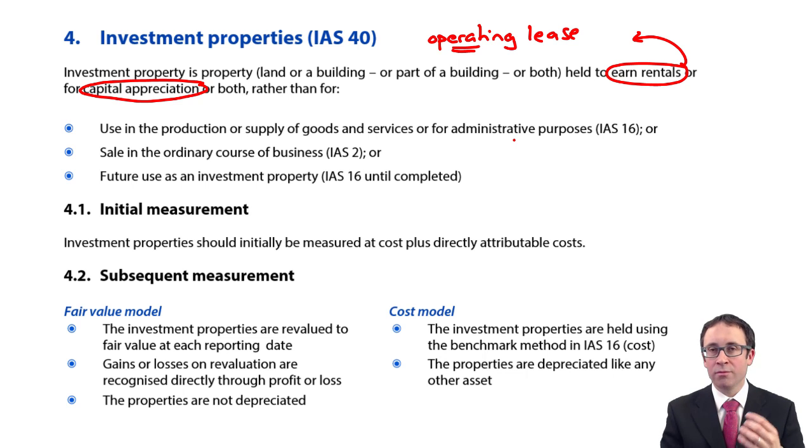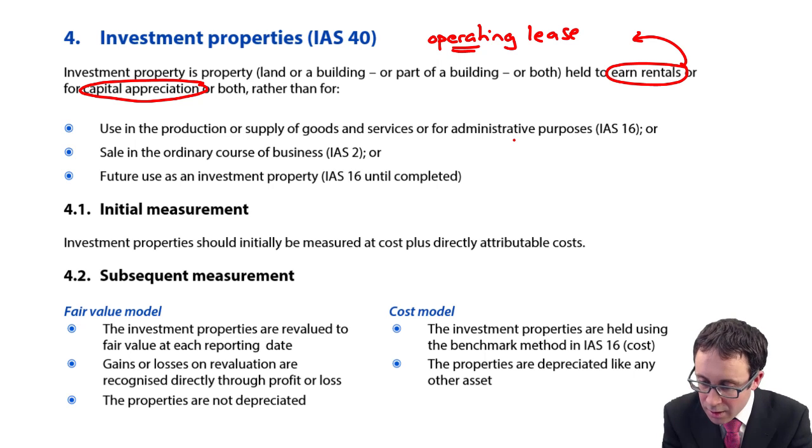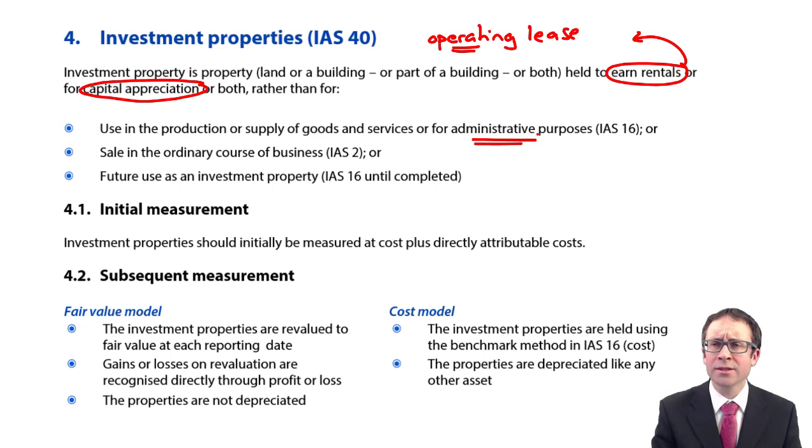So the first one talks about the production or supply of goods and services for administrative purposes. Effectively, if you've got land and buildings that you are using as your factory, your warehouse, your head offices, then that is for administrative purposes, isn't it? So you would deal with that land and buildings, that property, under IAS 16. Effectively that is owner occupied, isn't it? You own it, but you occupy it. You use it for admin purposes in your business.